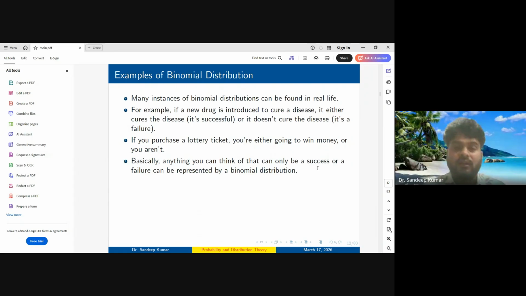And your drug is not cure, so it is a failure. If you purchase a lottery ticket, you are either going to win money or you are not winning. Basically, anything you can think of that can only be a success or a failure can be represented by a binomial distribution, basically a dichotomous population.